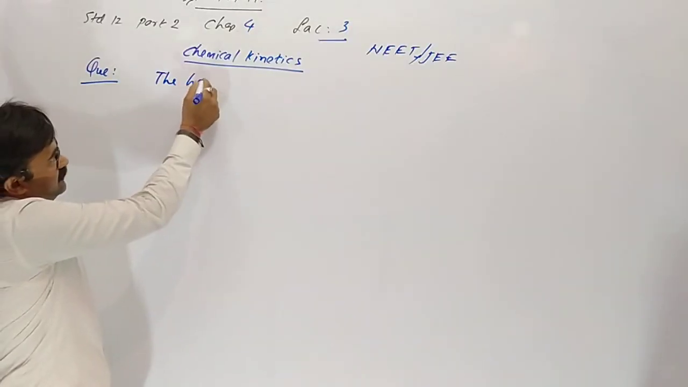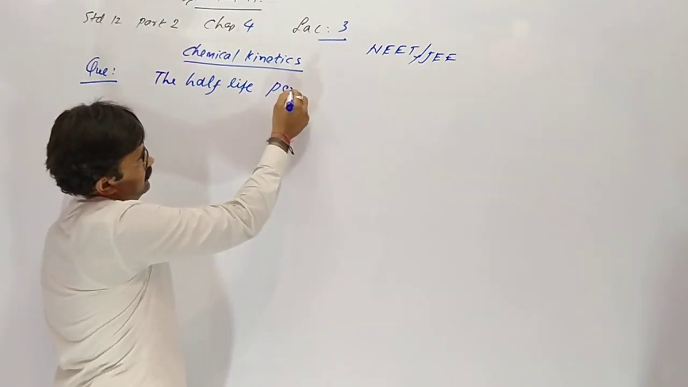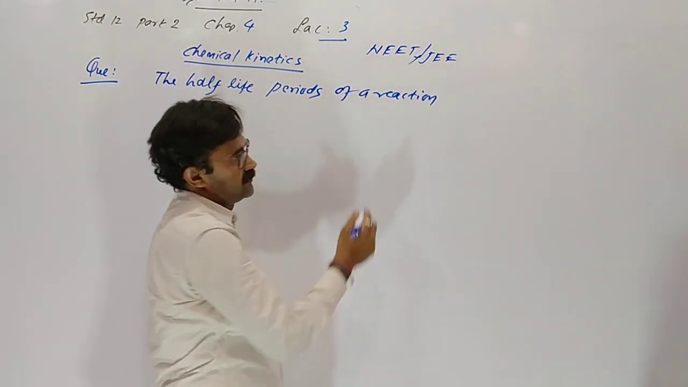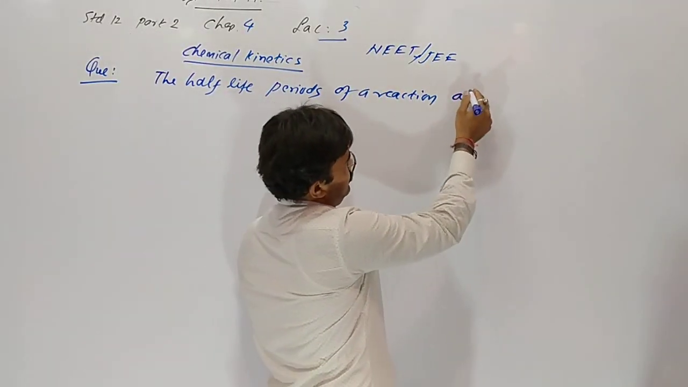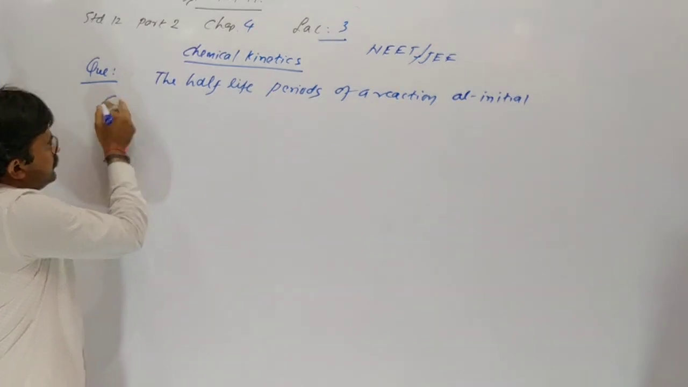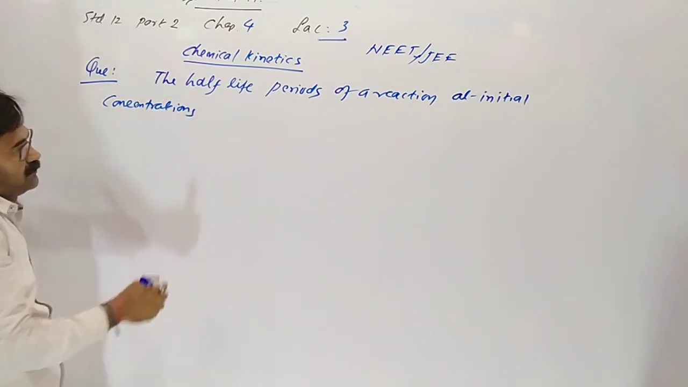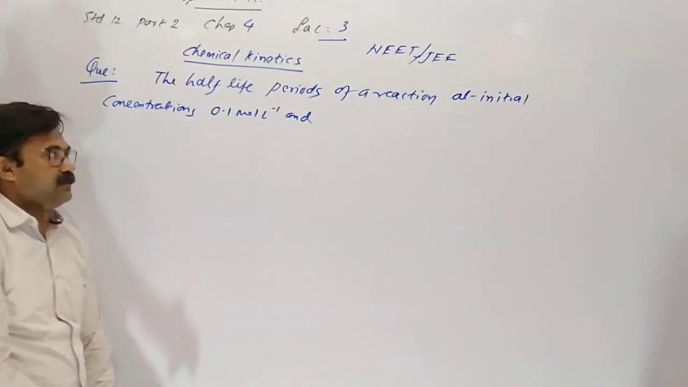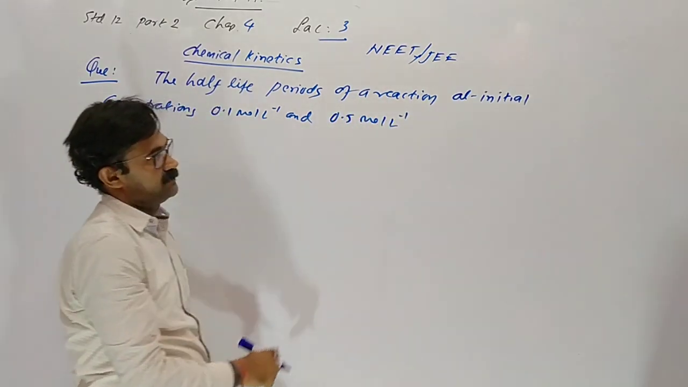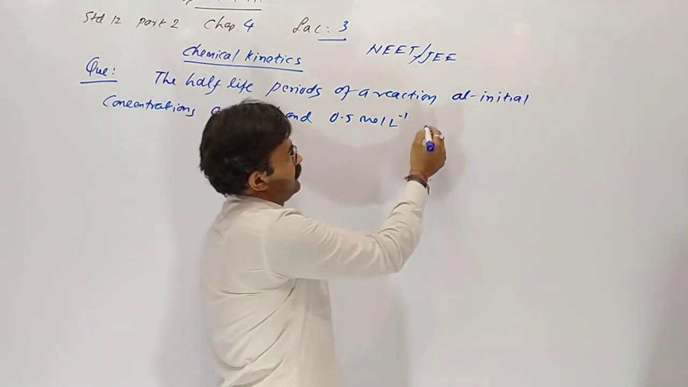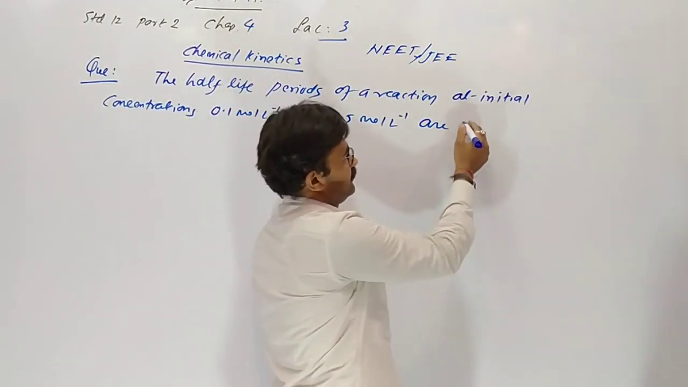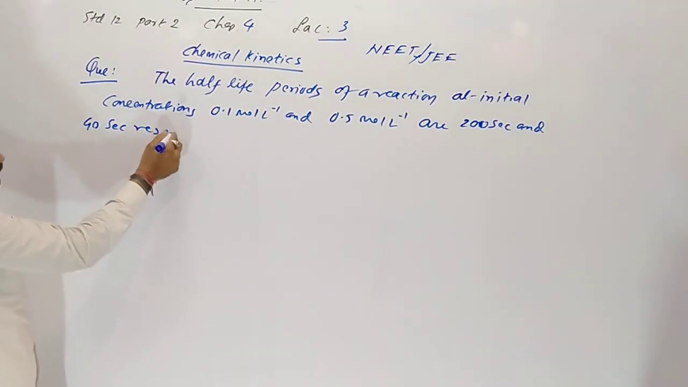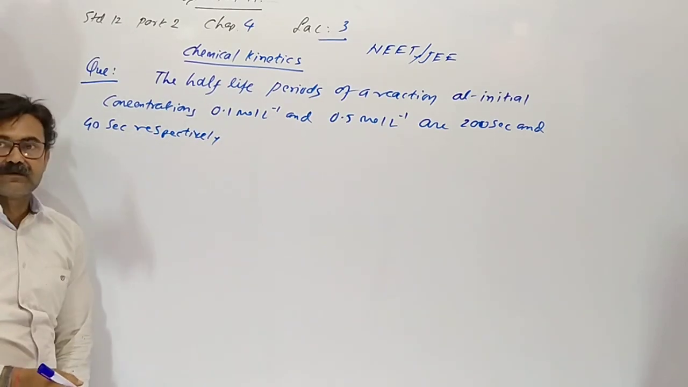The half-life periods of a reaction at initial concentrations 0.1 mole per liter and 0.5 mole per liter are 200 second and 40 second respectively. The order of the reaction is?